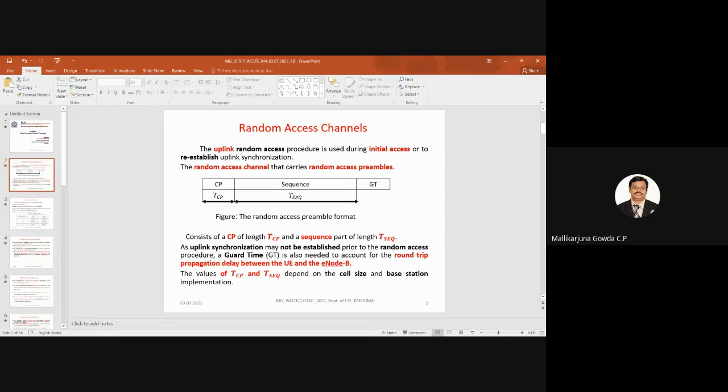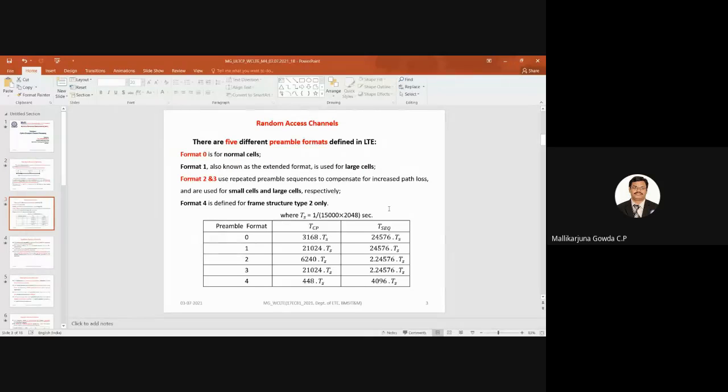So the value of the cyclic prefix CP and as well as the sequence depends on what? It depends on the cell size and base station implementation. Okay, so the value of the CP, cyclic prefix, and the sequence length depends on the cell size and the base station implementation. So let us see what are the different formats it supports.